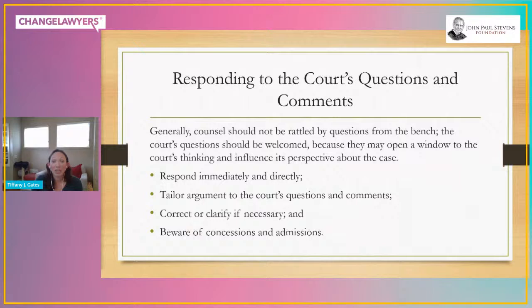Okay, but let's talk specifically about responding to the court's questions, because as I mentioned, this is really the most important part of oral argument and probably the part most of us dread the most. So let's talk about some strategies for dealing with it.